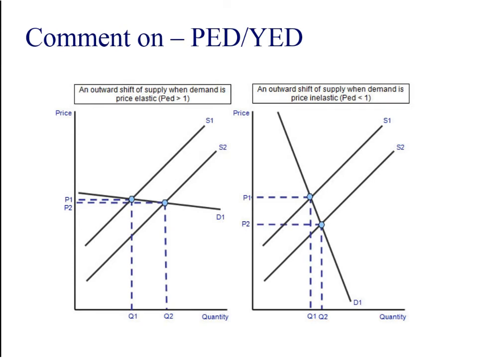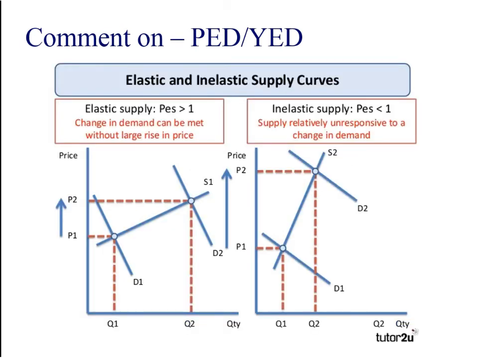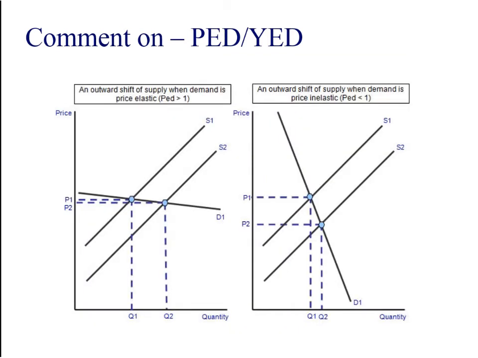Also, it depends upon the PED. I don't know why I've put PED/YED here, but it depends upon the PED. So whenever you shift supply, the effect depends upon PED. Whenever you shift demand, the effect of the demand on price and quantity depends upon PES. Okay, so it's maybe like the other way around than you'd expect it.